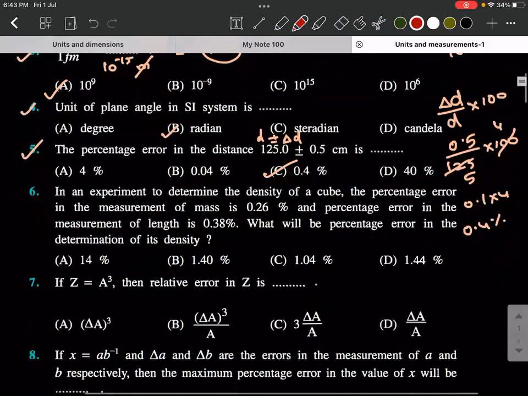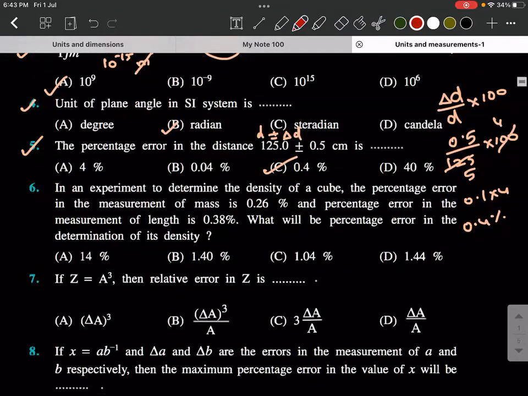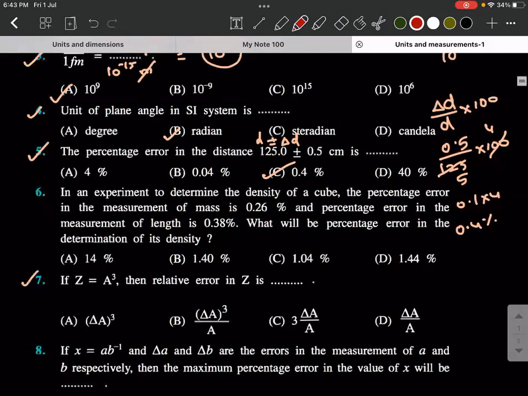So leave some space for 6th. First I'll do 7th. Leave this much space. So first I'll do 7th, then I'll do 6th. They're saying there is a physical quantity Z is equal to A cube, and you need to find the relative error in the measurement of Z.